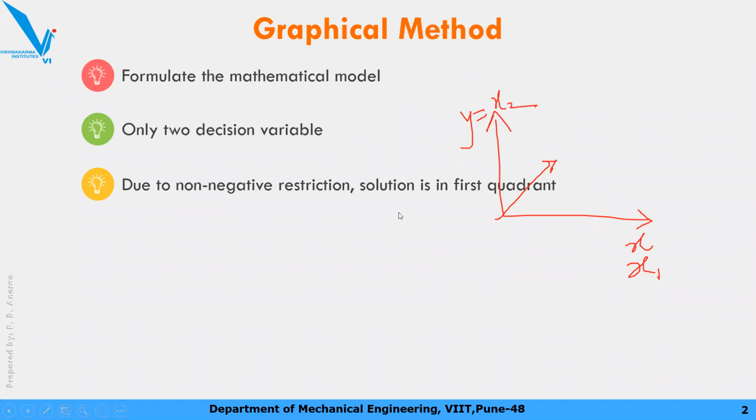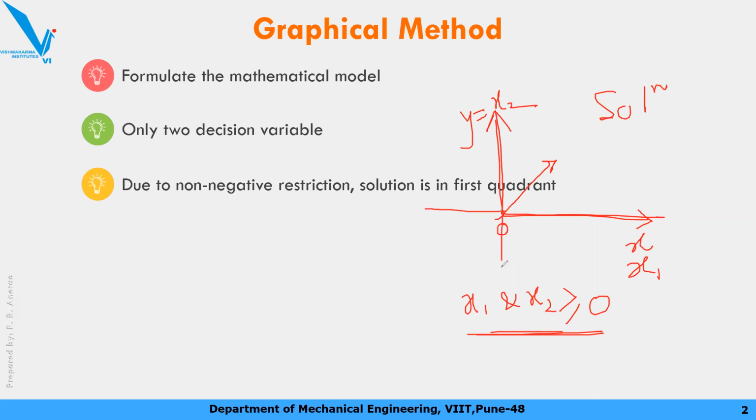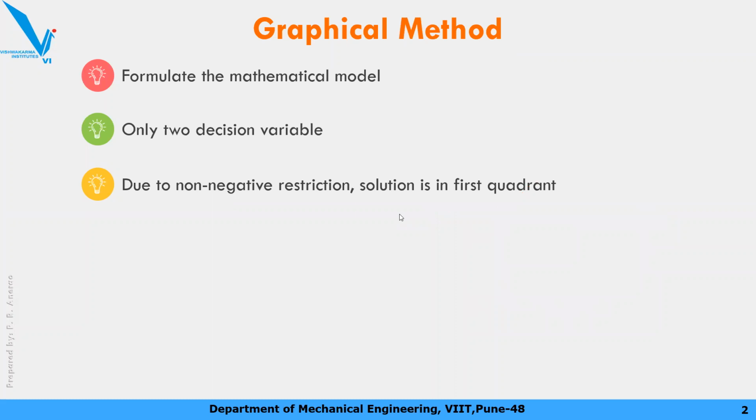Next, as we are always dealing with the non-negativity restriction, that means x1 and x2 are always greater than or equal to 0. Due to this restriction, your solution will always be in the first quadrant only. This is your origin. Never ever are you going to deal with values in the negative x2 direction or negative x1 direction. That means your solution will lie in this region, in the first quadrant only. So that is one of the advantages.